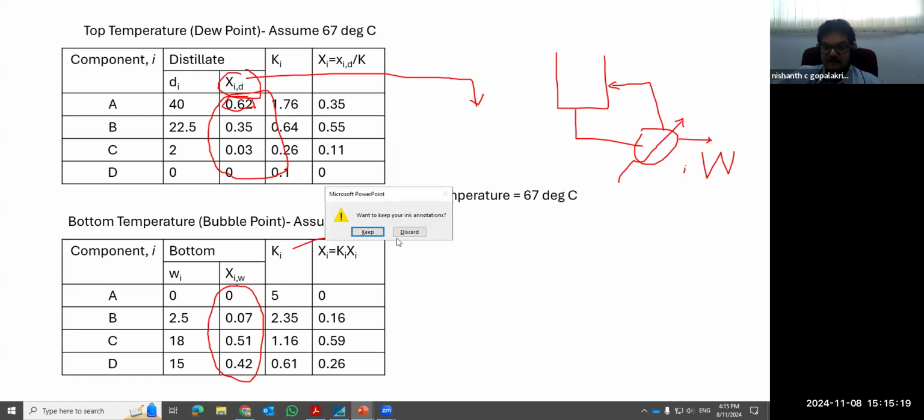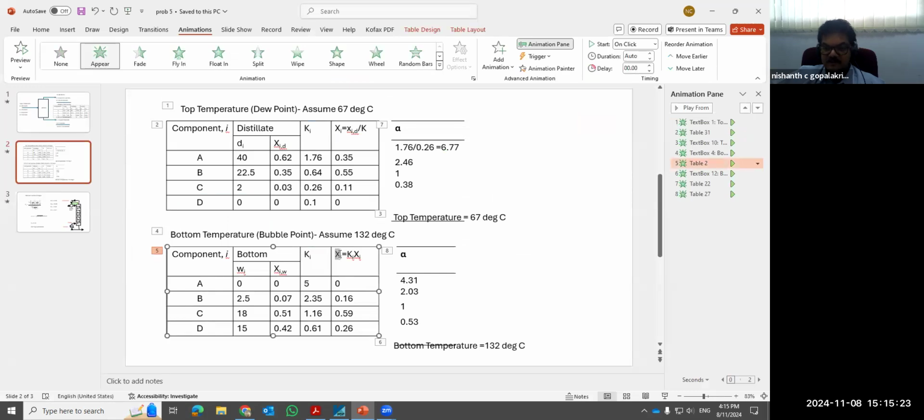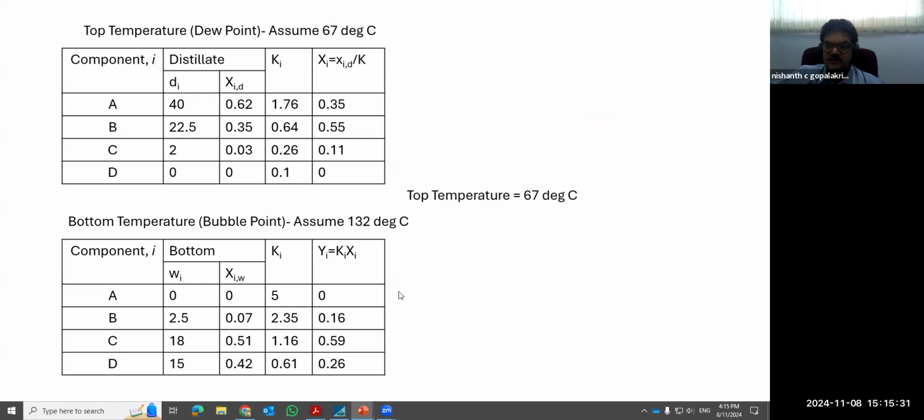Actually, it should not be yi. Sorry, xi. It should be yi, right? So this yi is kixi, right? So xi means it's the bottom composition. Ki means the value of k obtained at the assumed temperature. So I get the k values of all these components at the assumed temperature. Then the vapor composition can be estimated by multiplying k with x. So I get these values, and when I sum all these 3, it's coming out to be around 1.01, which means the bottom temperature is actually 132 degrees Celsius. Okay.